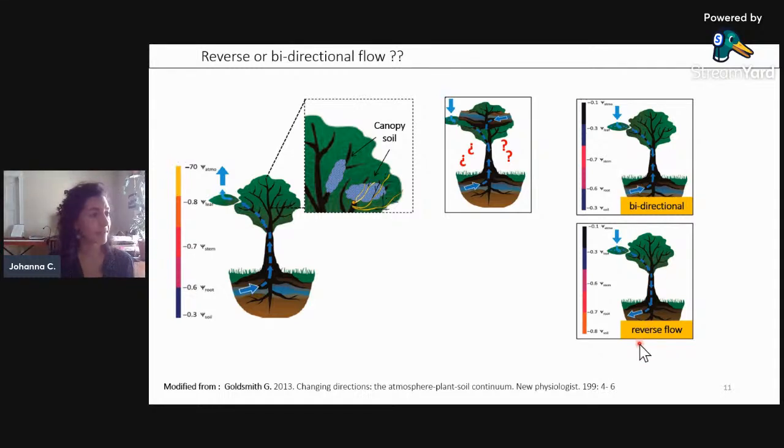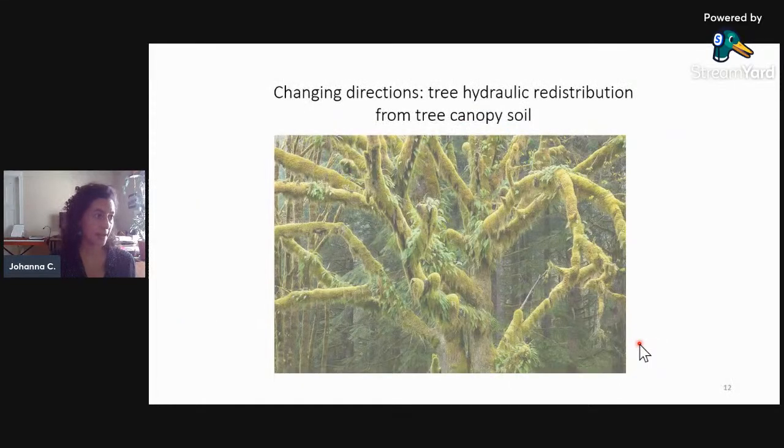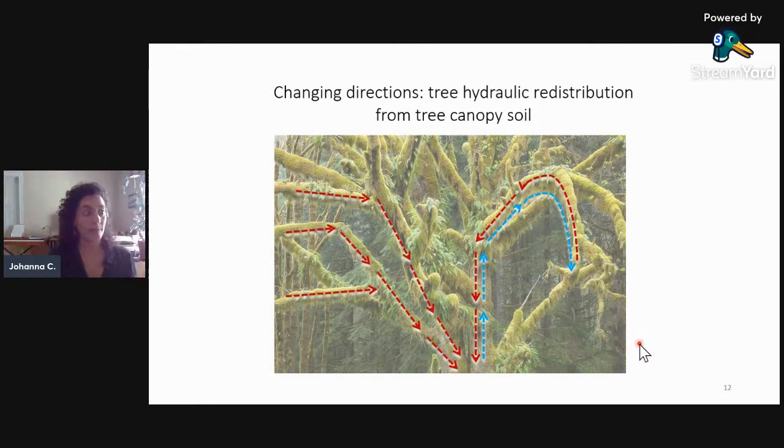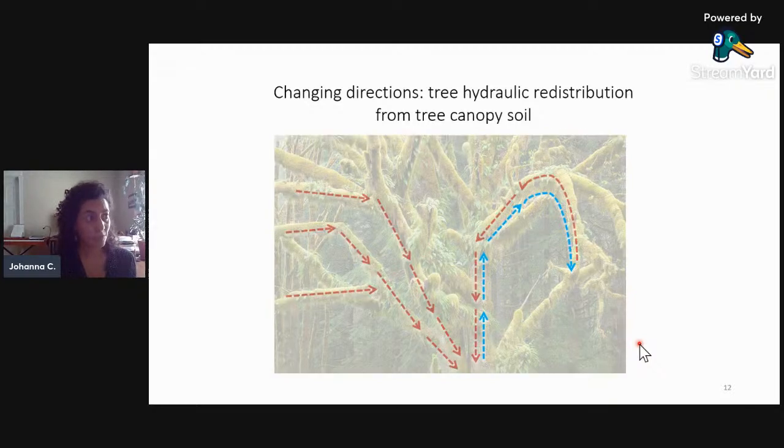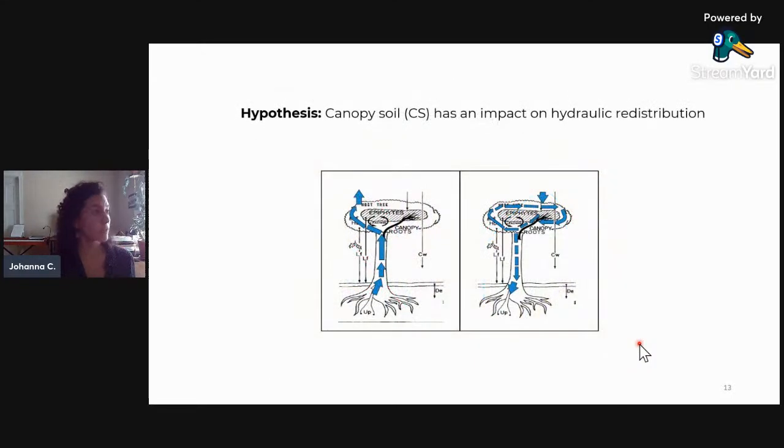So here's my question. We know the movement of water from the bottom to the top, but now we have canopy soil that is probably changing or affecting the hydraulic redistribution of that water, not only in one direction, but probably at the canopy level. So I set up this new hypothesis based on this problem.